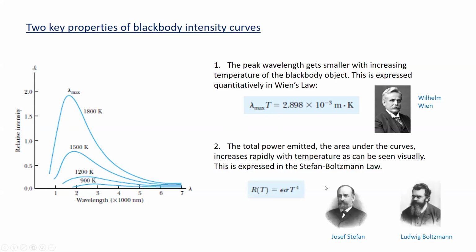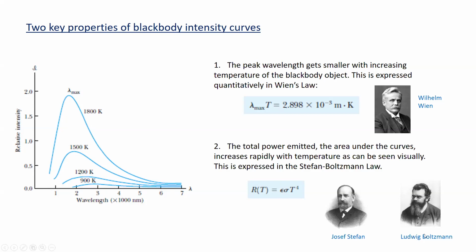The other important law is that I already said that the total power emitted, or I should say the power per unit area, which is called the intensity, is the area under the curves, and that increases rapidly with temperature. And we can see this visually. So if we look at the area under the curve, for 900, it's a little bit. For 1200, it's bigger at every point, and it grows quite rapidly. So if we double from 900 to 1800, we can see that we've way more than doubled the amount of area under the curve. And so this is expressed in the Stefan-Boltzmann law.